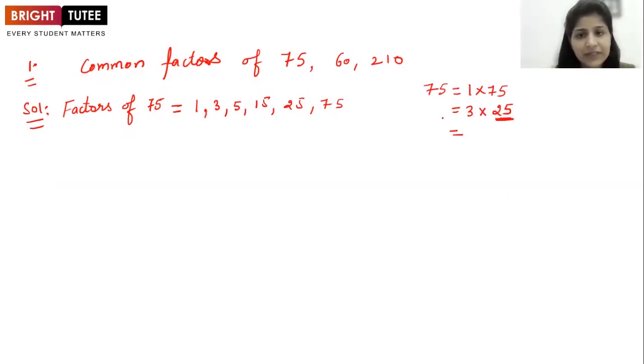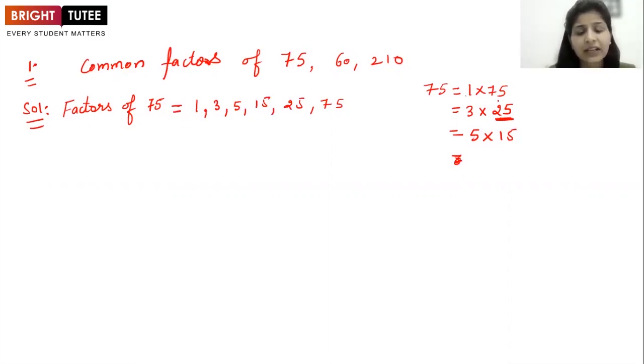With 4 we do not get it, with 5 we get 15. 15 into 5 is 75. And after 5 we see the number is 15 only, which gives me 75 and no other number. So I have to stop here. So 1, 3, 5, 15, 25 and 75. These are the factors of 75.